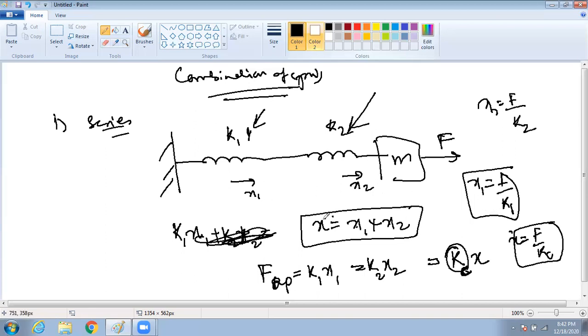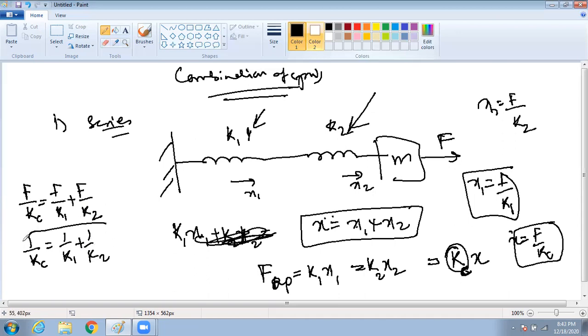So apply this. F by Kc is equal to F by K1 plus F by K2. So obviously F is on both sides. So remove F. So you are left with 1 by Kc is equal to 1 by K1 plus 1 by K2. Or take LCM, it will become K2 plus K1 by K1 K2. So what will be Kc? K1 K2 by K1 plus K2.